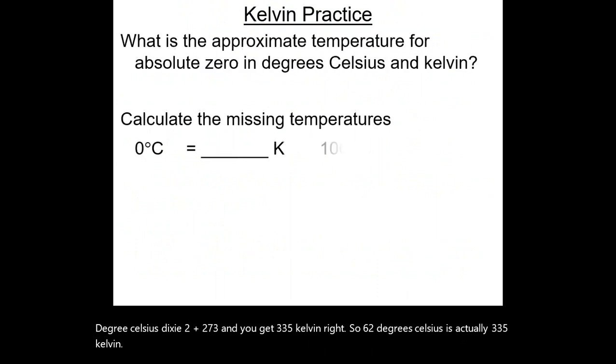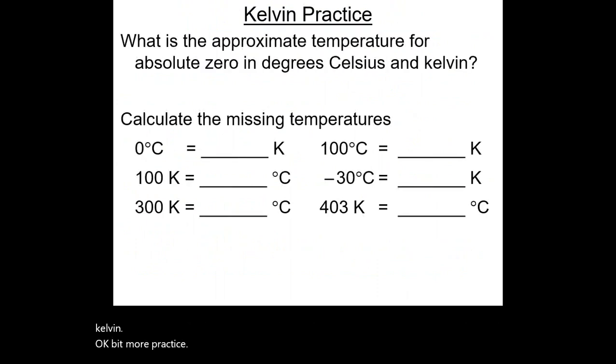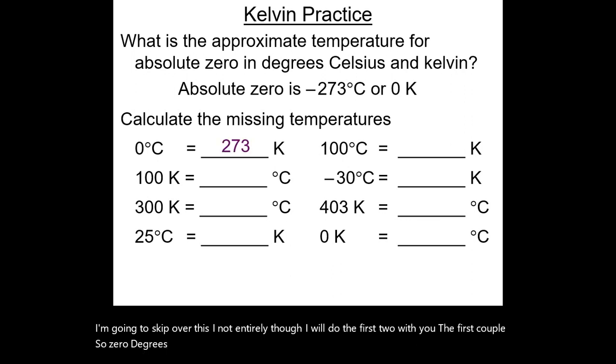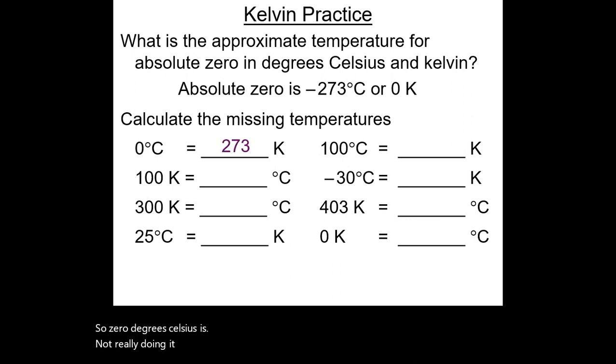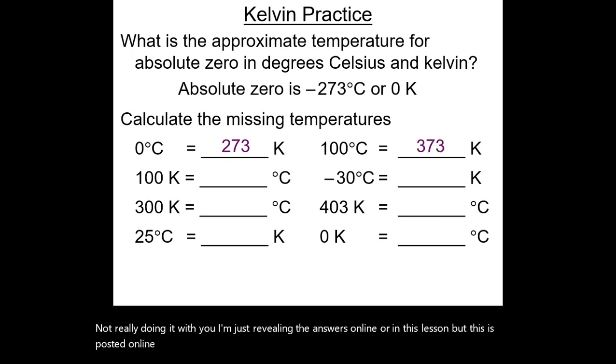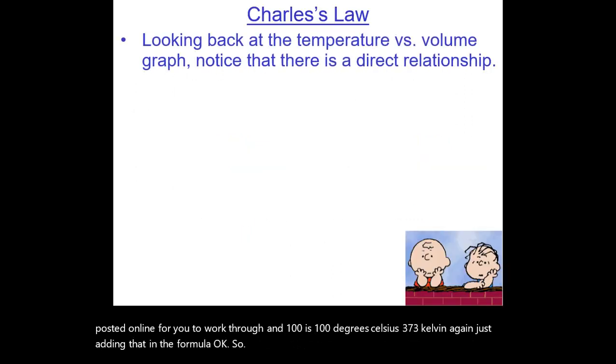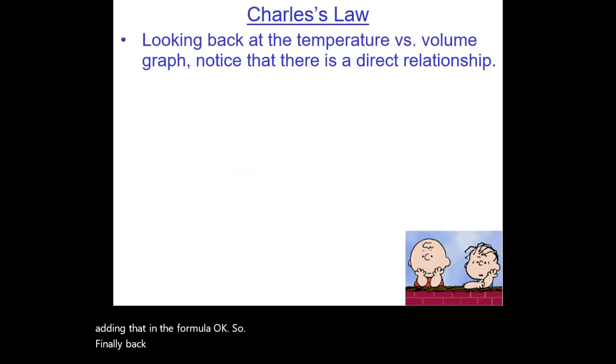Okay, a bit more practice. I'm going to skip over this, not entirely though. I will do the first couple with you. So 0 degrees Celsius is, not really doing it with you. I'm not revealing the answers in this lesson, but this is posted online for you to work through. Okay, and 100 degrees Celsius is 373 Kelvin. Again, you're just adding that in the formula. Okay, so finally, back to Charles's law, as we were introduced to it, and then we talked about pressure.